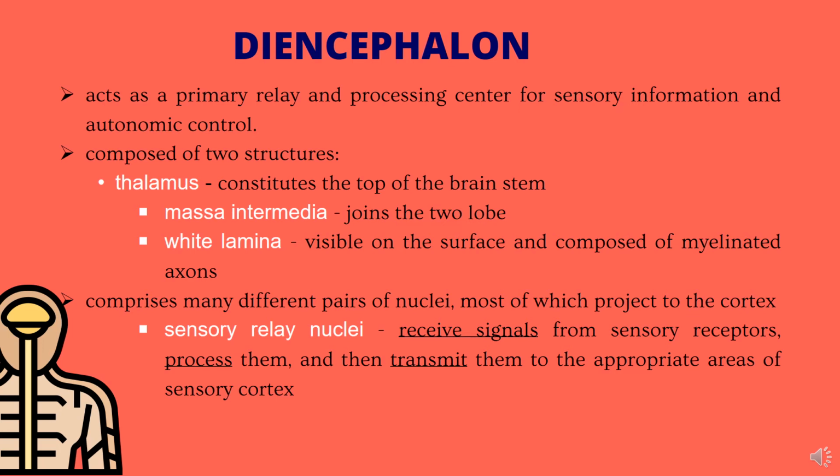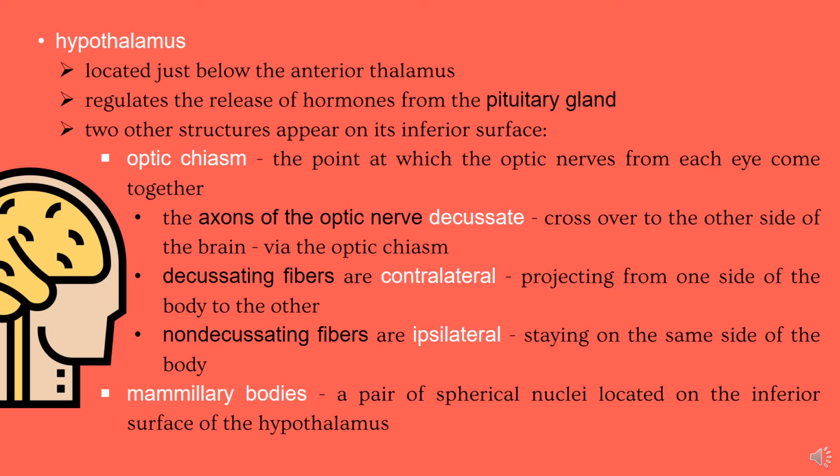The most well understood thalamic nuclei are the sensory relay nuclei, which receive signals from sensory receptors, process them, and then transmit them to the appropriate areas of sensory cortex. The hypothalamus is located just below the inferior thalamus. It plays an important role in the regulation of several motivated behaviors, such as eating, sleep, and sexual behavior. It exerts its effects in part by regulating the release of hormones from the pituitary gland, which dangles from it on the ventral surface of the brain.